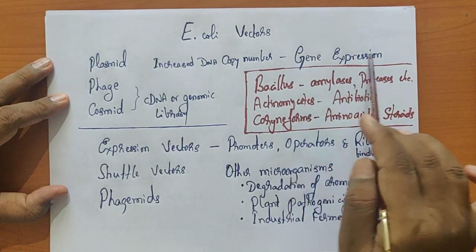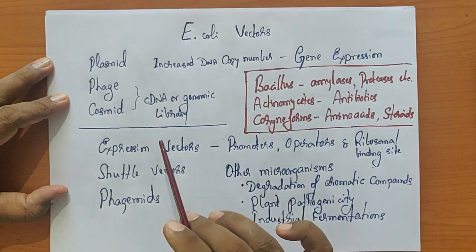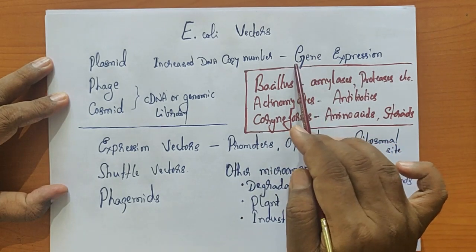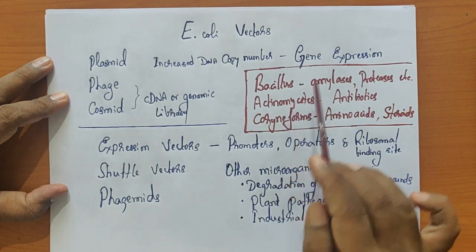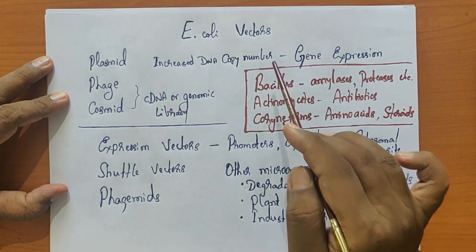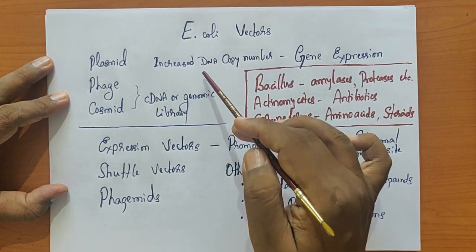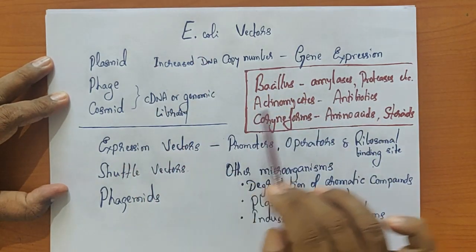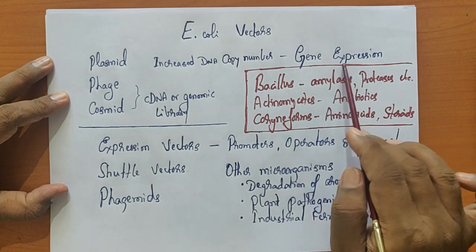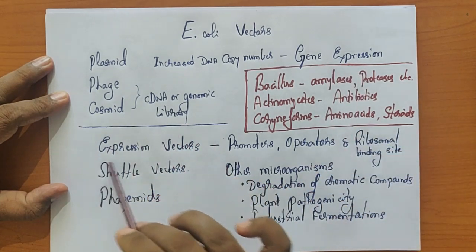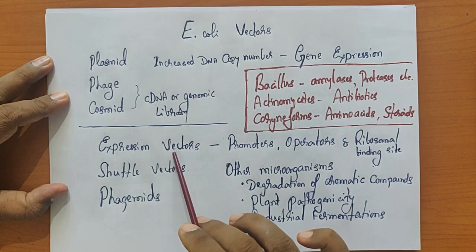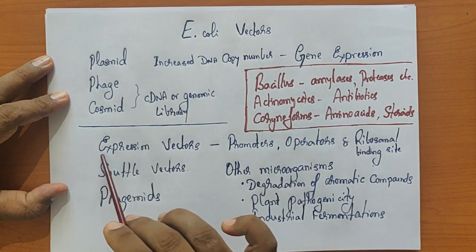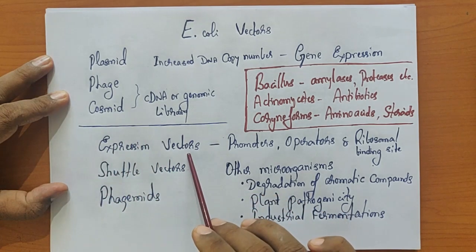Now for gene expression, a mere origin of replication doesn't really help. We do require other regulatory elements involved in the expression of a gene. So we have to add some additional DNA segments into these E. coli vectors. Those additional DNA sequences which promote expression are included in expression vectors, or vectors which have the regulatory elements of protein expression. Such vectors we call expression vectors.